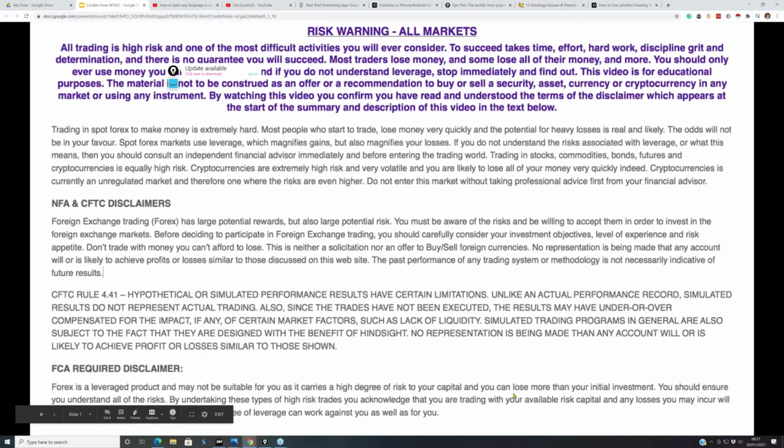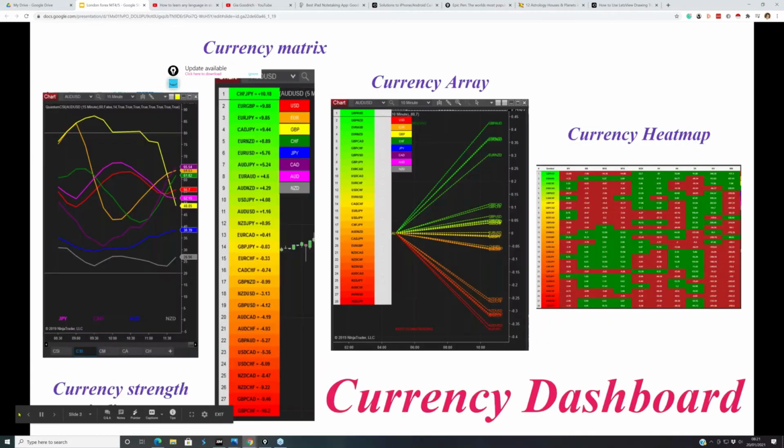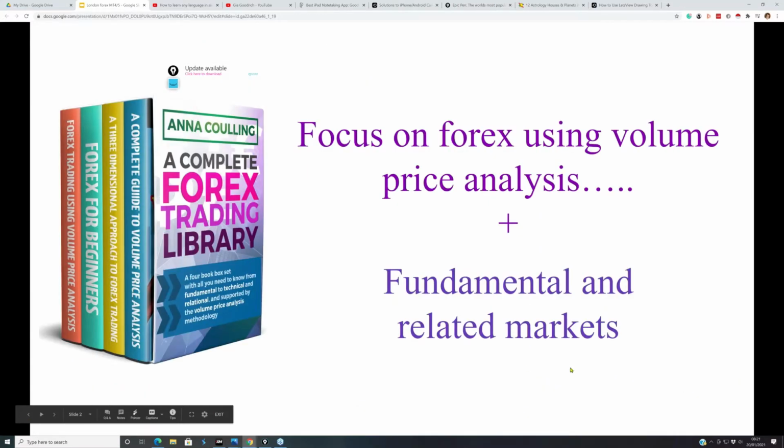As you know, trading can be a very risky business, so please don't ever think of using money that you cannot afford to lose. In this session, we are going to be looking at the charts, obviously, what's going on in the Forex market. We're going to look at the charts through the prism of what we call volume price analysis, which is the relationship between the price action and the volume activity.